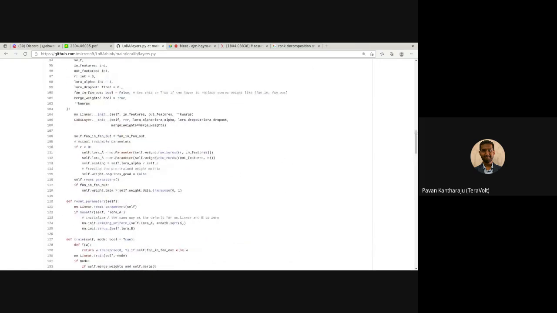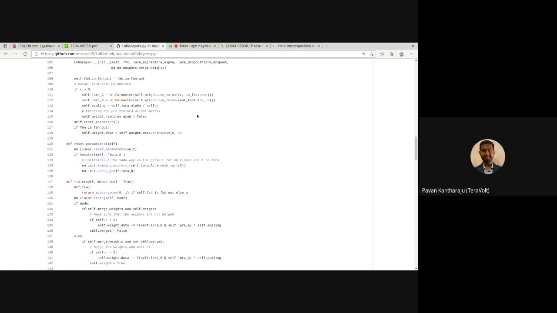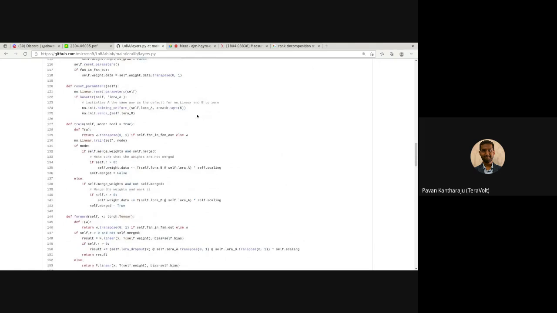Oh wait, hold on. Is weight? Let me see. What is self dot weight? Self dot weight will be coming from here. So it's... I am not sure why they do this.